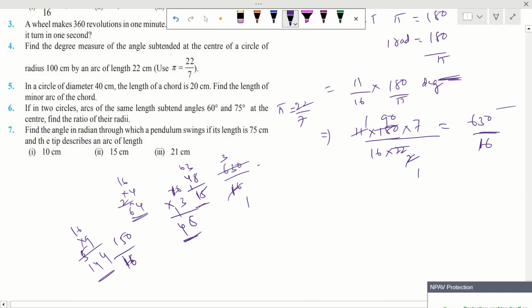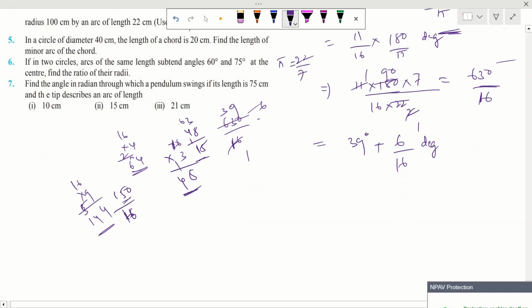So it is 39, and here 6 remains. 6 remains means how can we write? This is 39 degree plus 6 by 16. 6 by 16 is in degree. Okay, it is in degree. So we have to multiply this by 60.